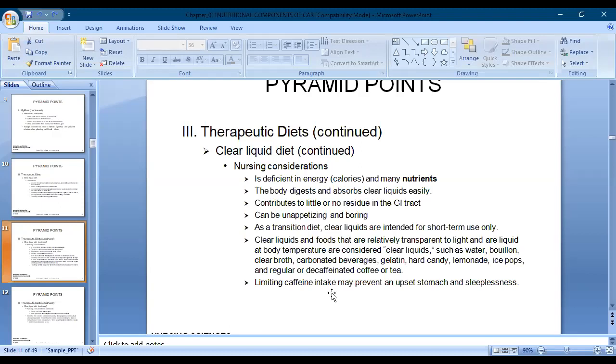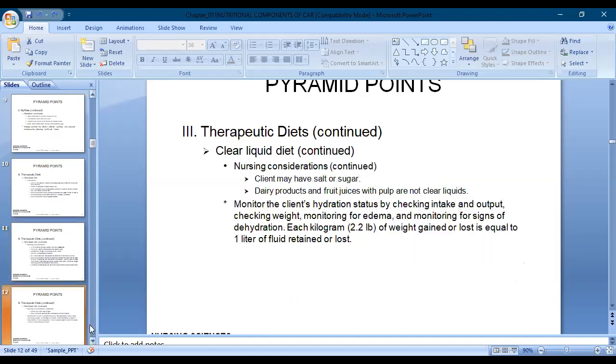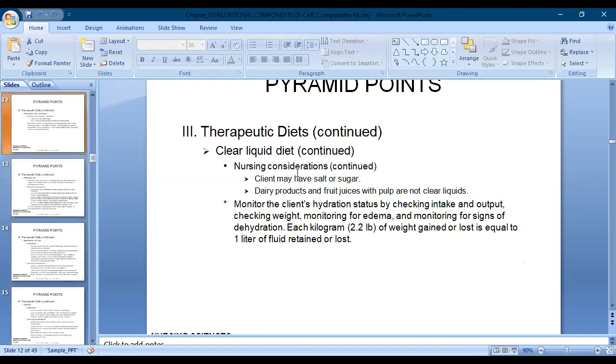So any kind of clear liquid is liquid at room temperature. It is important. Examples of clear liquid are broth, Pepsi, or soup. Now the continuation of clear liquid nursing considerations: a client may have salt or sugar, but dairy products or fruit juice with pulp are not a clear liquid. Simple, fresh, clear juices are clear liquid, but when the juice contains anything inside it, it is not clear liquid, it is a full liquid at that time.